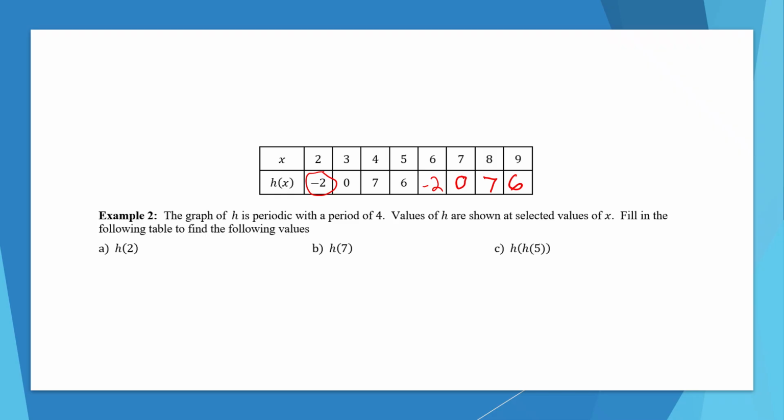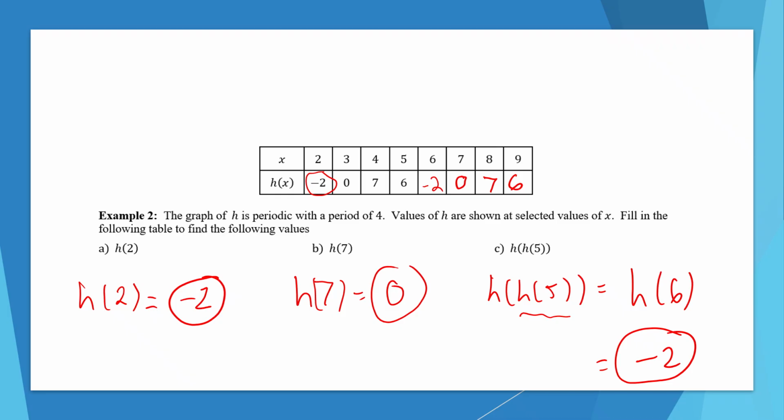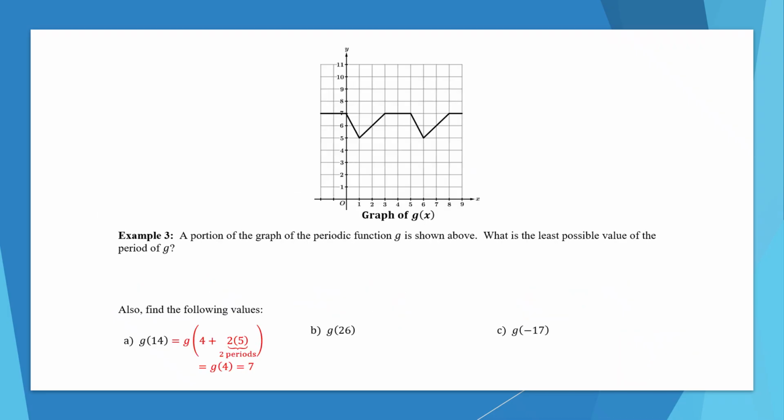Now answering these questions, h of 2 from the table is just negative 2. That's just reading a table. h of 7 from what we filled in should be 0. So 0 is our answer there. And then h of 5 is going to be, first we want to find the inside. So h of 5 is 6. So this is really just h of 6, which is equal to negative 2. So that should be our answer for part C.